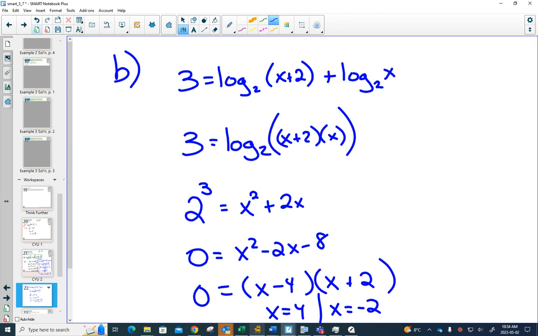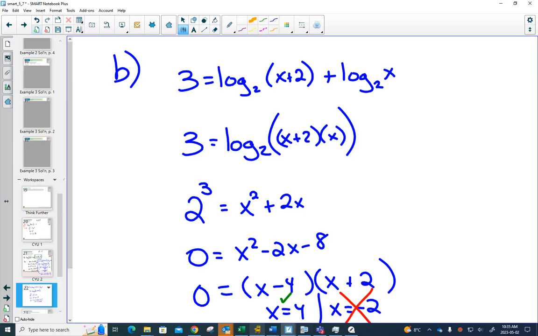And finally, the last thing you have to do is go back to your original equation, and plug in 4. Here we get a 6, here we get a 4. Both of those are positive. Put a check mark there. Plug in negative 2. And this one is 0, and this one is negative. Both 0 and negative aren't allowed. Can't take the log of a negative number. You can also never take log of 0.